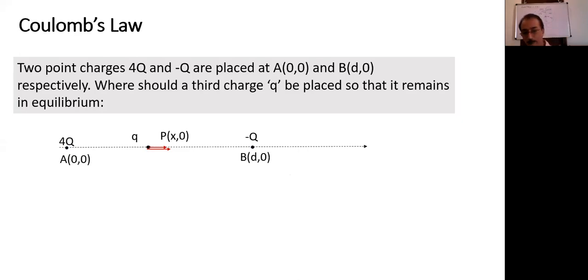Excellent. But have you thought through all possible options? Have you understood why only on the line? Why not off the line? Why can't it be between A and B? See, earlier we found a point of equilibrium, it was coming between A and B. But now what will happen if you place charge Q somewhere between A and B?